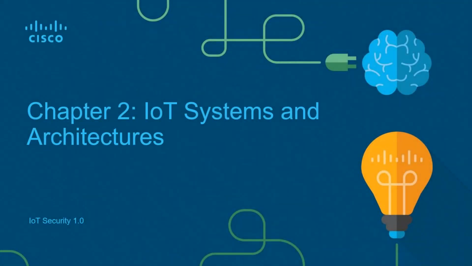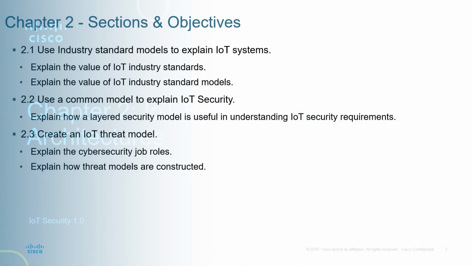This is Chapter 2, IoT Systems and Architectures. In this chapter, we'll use industry standard models to explain IoT systems. We'll explain the value of IoT industry standards. We'll explain the value of IoT industry standard models.